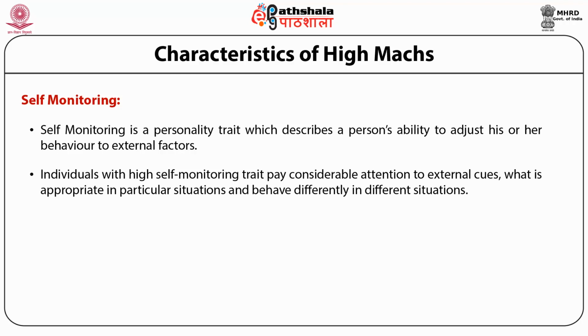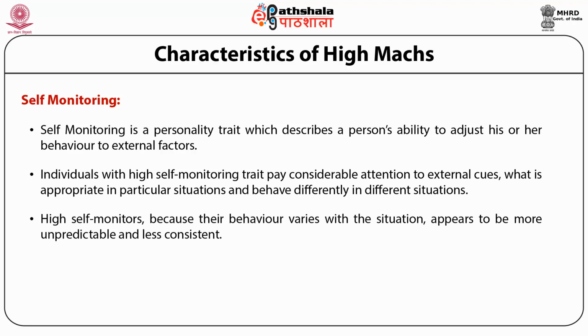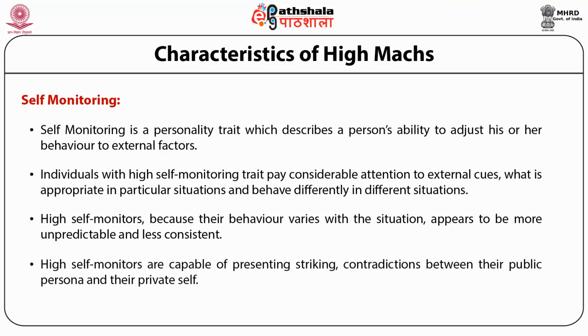As a result, the behavior of low self-monitors is consistent across the situations. High self-monitors, because of their varied behavior with the situation, appear to be less predictable and less consistent. High self-monitors are capable of presenting striking contradictions between their public persona and their private self, whereas low self-monitors cannot disguise themselves in this way.